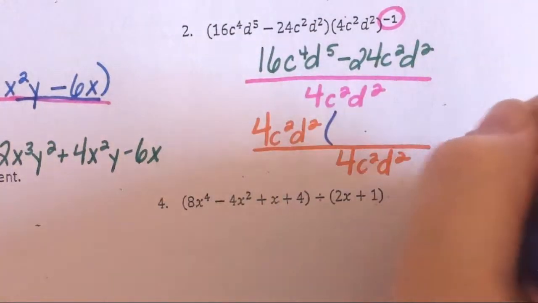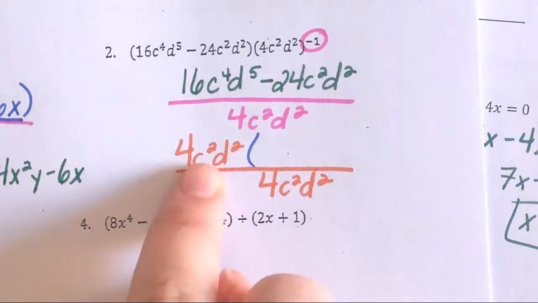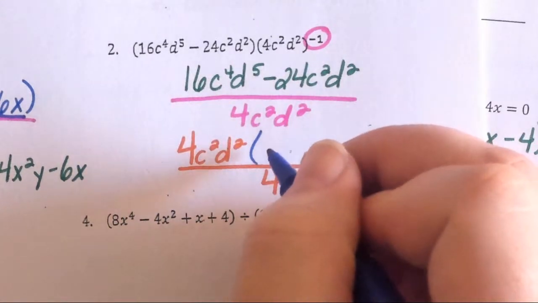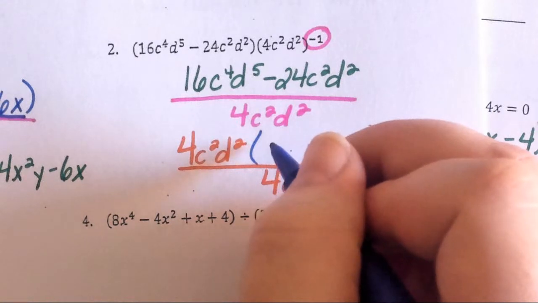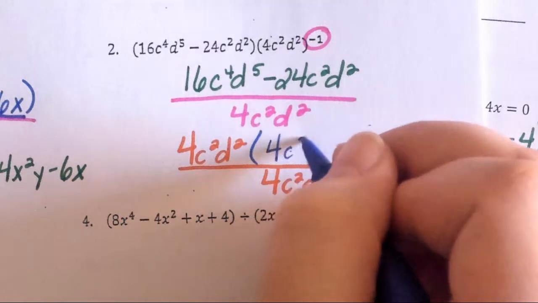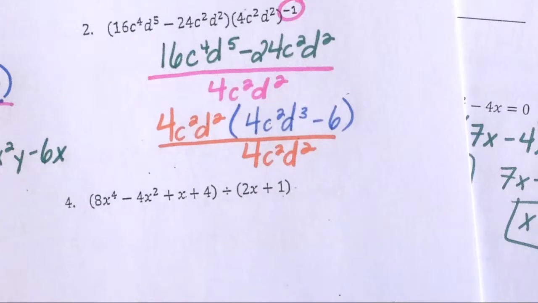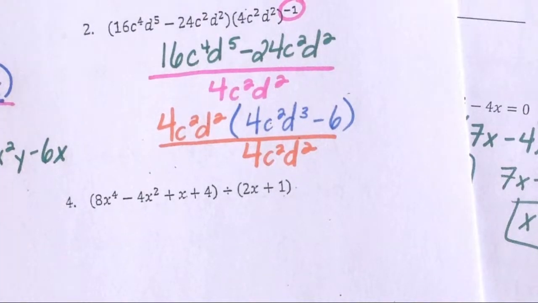Okay, so what would I have left? Not Ellie. If I really did factor out a 4c²d², what would I have left in the numerator? Okay. Oh, I did auburn colors. So. Oh, I love you, Paige. My husband would love that too.